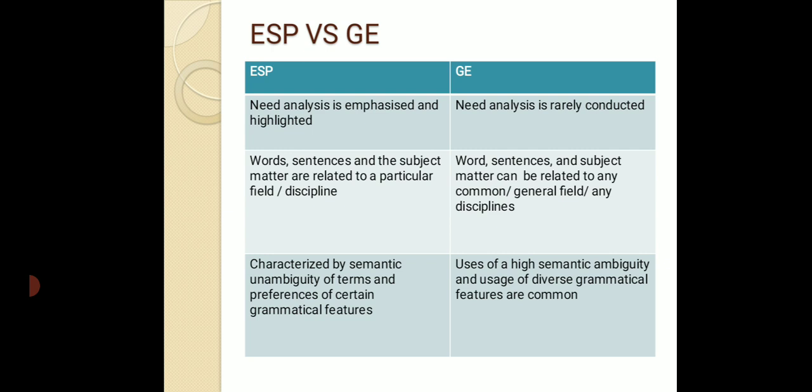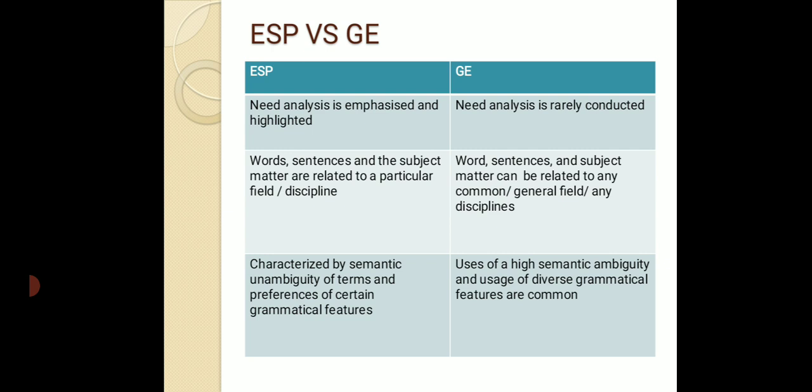But in general English, the words, sentences, subject matter can relate to any common or general field. And then the last one, ESP is characterized by semantic unambiguity of terms and preferences of certain grammatical features. But in GE, there is a high semantic ambiguity and the usage of diverse grammatical features is very common.